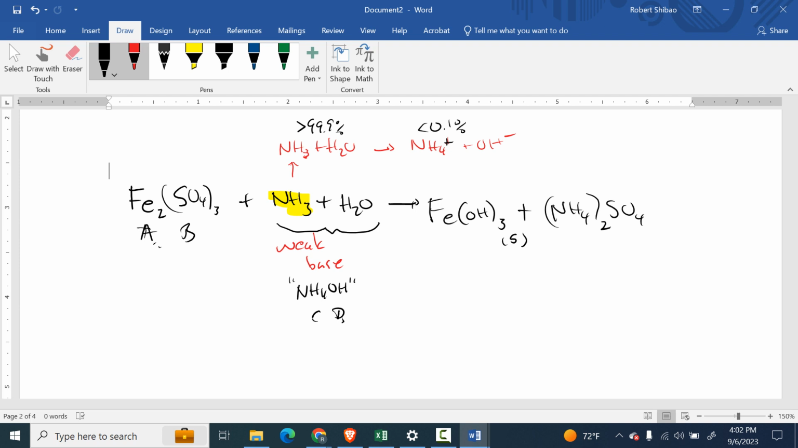Okay, let's balance this. I need 2 irons here. 2 irons. So I'm going to multiply this by 2. That gives me my 2 irons. And then I have 3 sulfates over here, so I'll multiply this one by 3. And that's going to give me 2 times 3, 6 hydroxides.